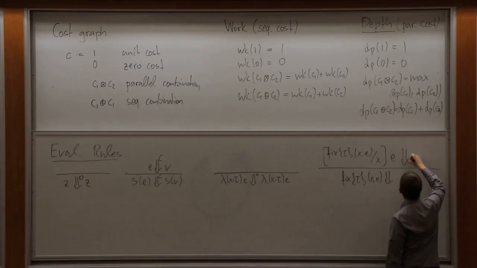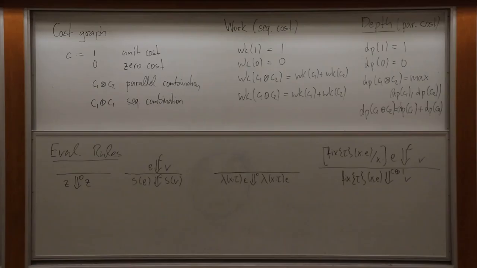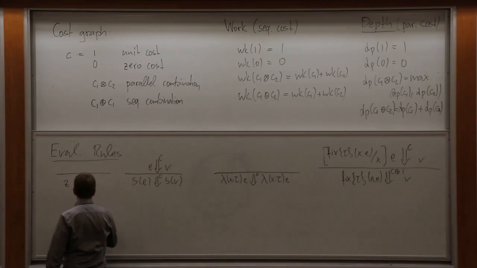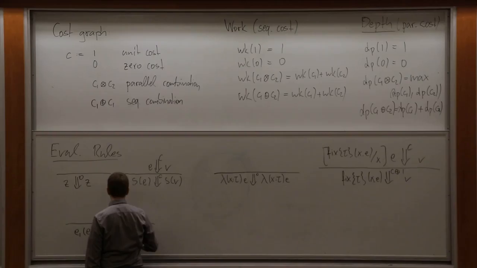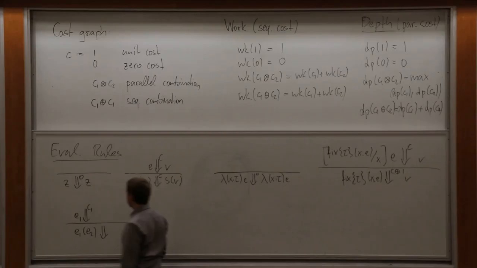So here we just substitute the whole thing for X and run the E, have some cost, and then we have a sequential cost of one here, like yesterday. So maybe let's look at the function application.